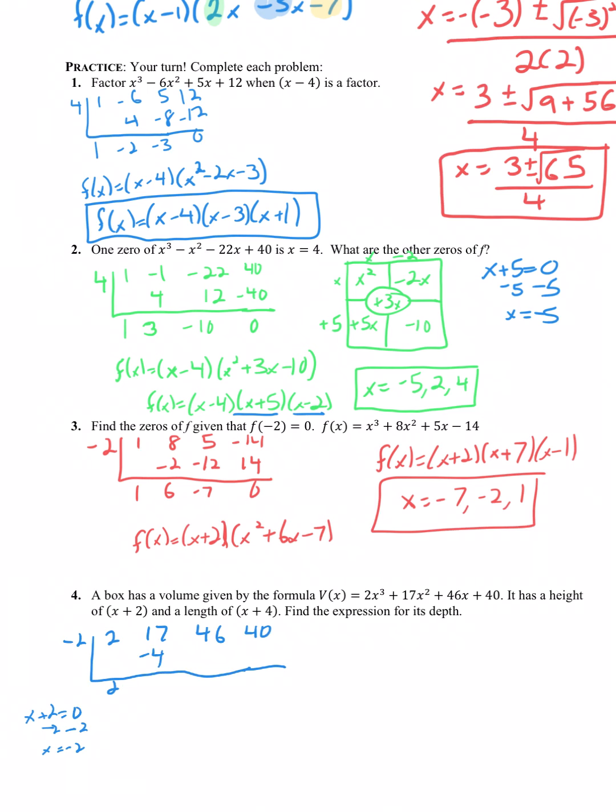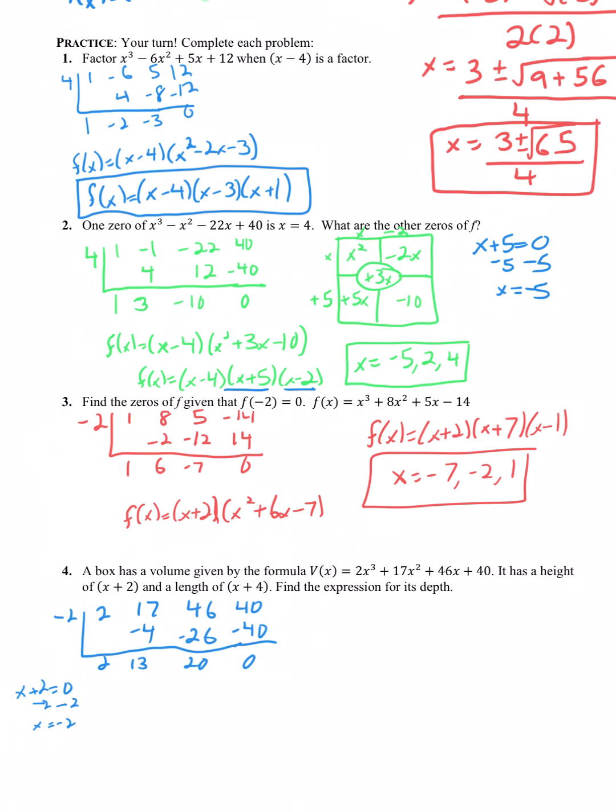I get a negative 4, gives me a 13, gives me a negative 26, which gives me a 20, a negative 40, and a 0. So sure enough, the height checks out. It's got a remainder of 0. And then the second part says I have a length of x plus 4.